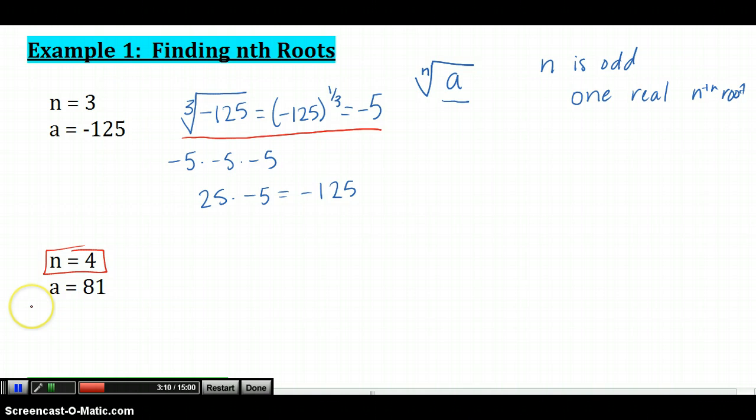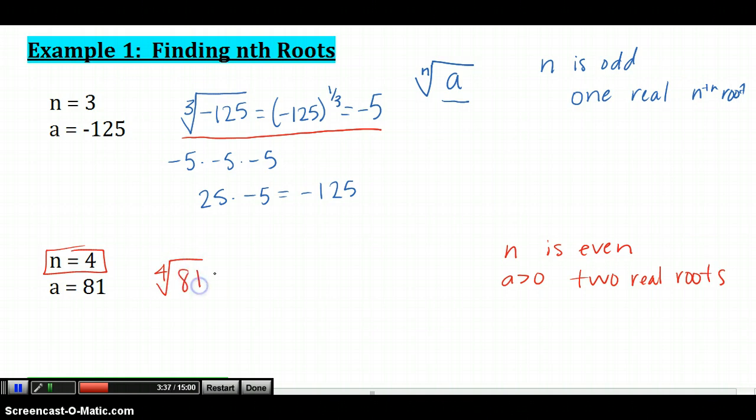So now we're looking for an even root, when n is even. If a is greater than 0, so if we're looking at something under the radical that's greater than 0, you will have 2 real roots. So here we are looking at the fourth root of 81. So what number times itself 4 times is going to give us 81? We can also write this as 81 to the 1/4 power.